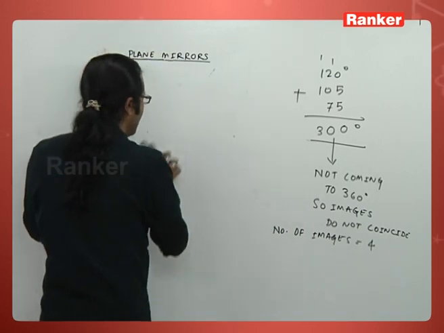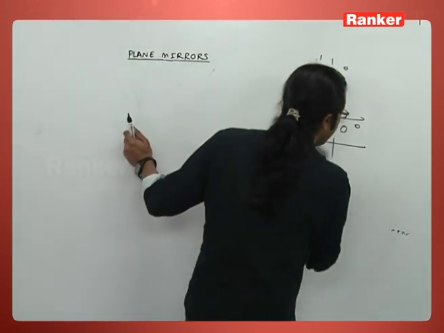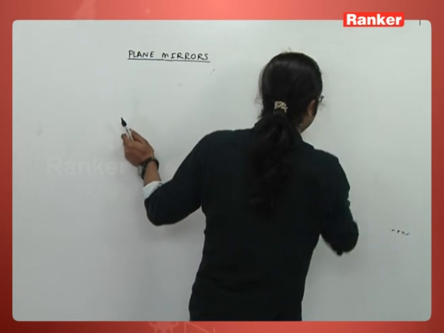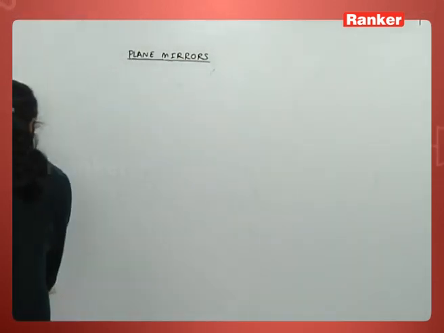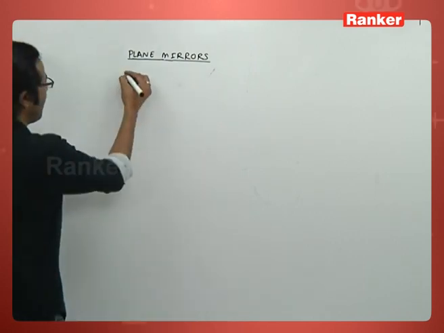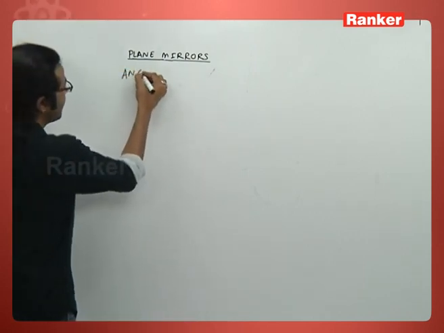Now in the next segment, this was all about the number of images. We discussed real object, real image, virtual object, virtual image. We discussed the vector law of reflection. Now in the last segment we will talk about the angle of deviation.